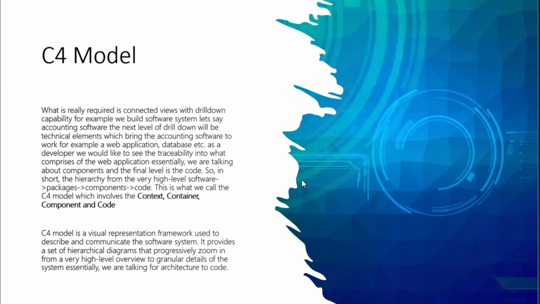So at a very basic level, C4 involves four different views. The context, basically, which talks about the business; the containers, which talks about the technical elements which are involved, which bring everything together; the component, which is essentially your component diagram; and the code, which is a class. A C4 model is a visual representation of the framework used to describe and communicate the software system. It provides a set of hierarchical diagrams that progressively zoom from a very high level overview to granular details of the system, which we are talking from an architecture and code standpoint.